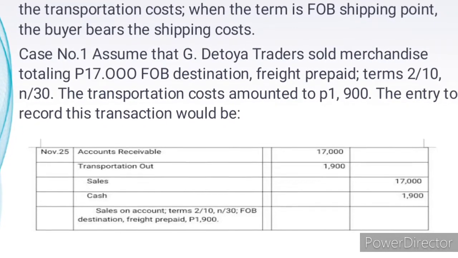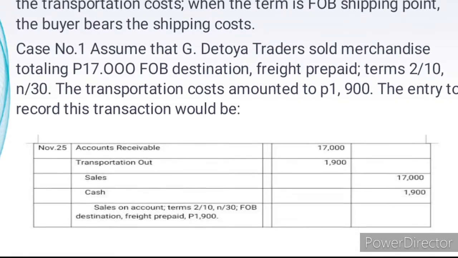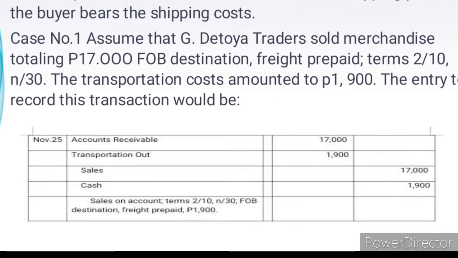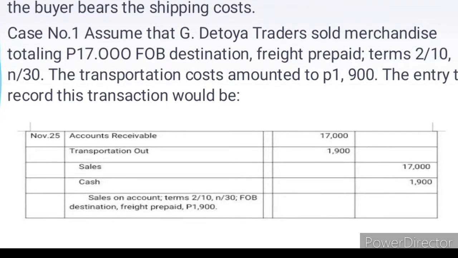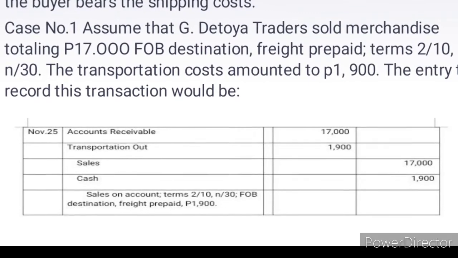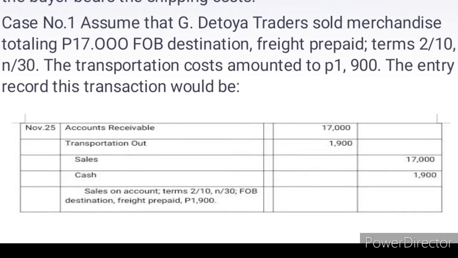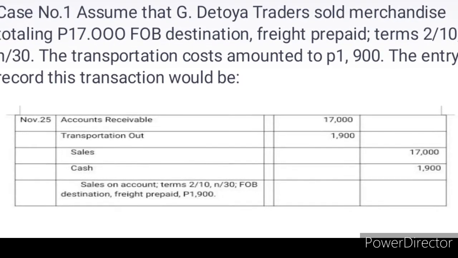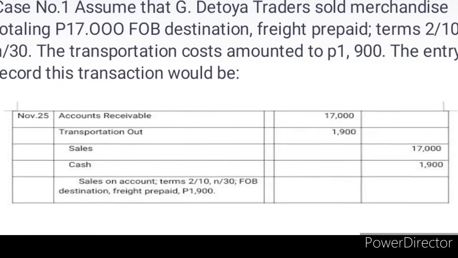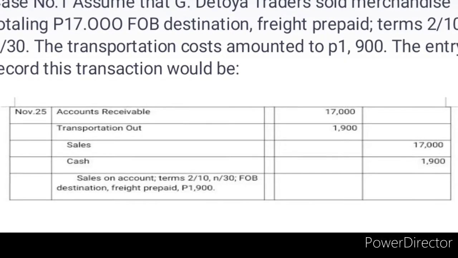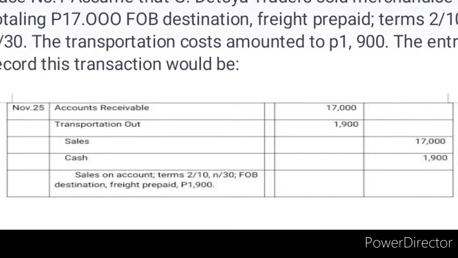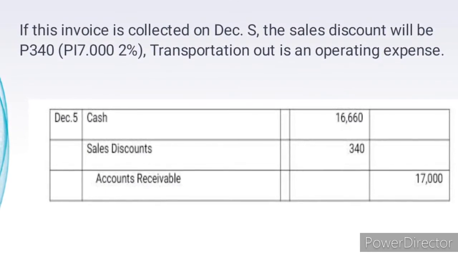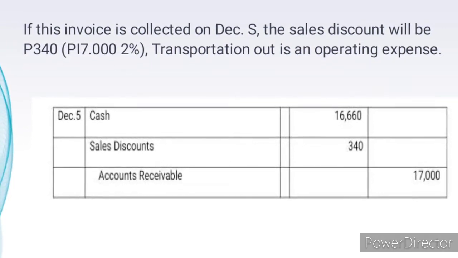And sales, the accounts receivable of Gloria de Toya is 17,000 and that is the sales, 17,000. The transportation out is 1,900 and that is the cost of freight collect, which is 1,900. Sales on account, terms 2/10, n/30, FOB destination, freight collect 1,900. For freight prepaid, if the invoice is collected on December 5, the sales discount will be 340 pesos.